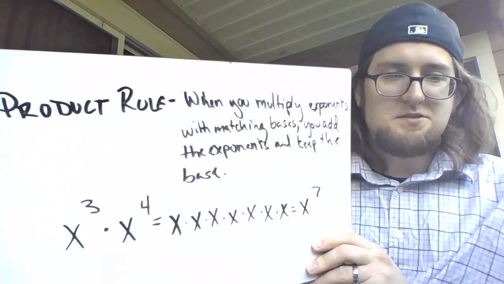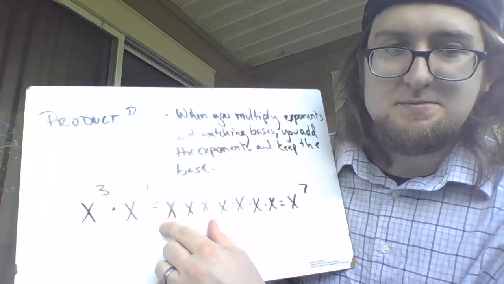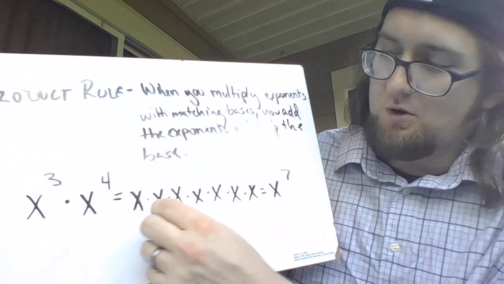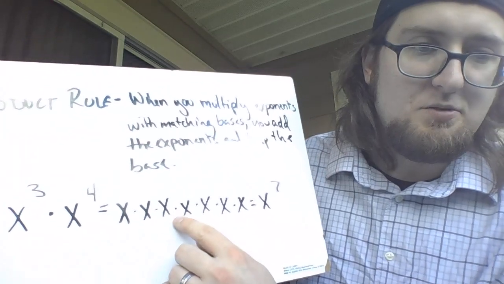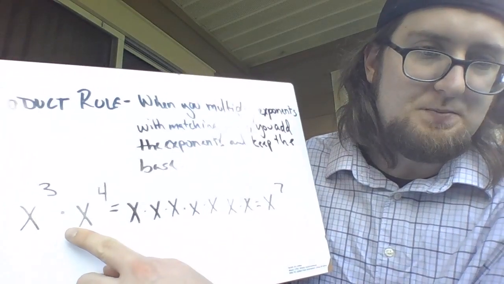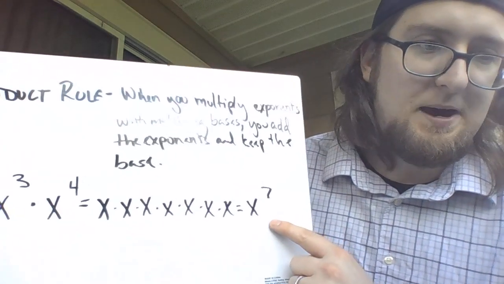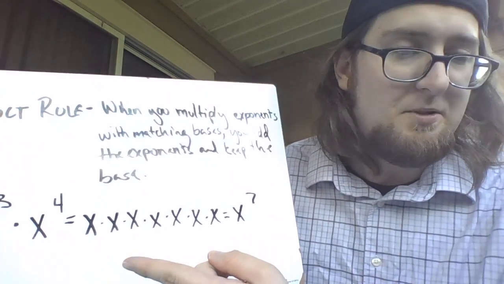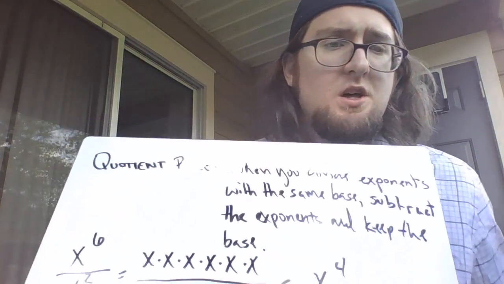So what I did was I expanded this for you. X cubed is right here. X times x times x. X to the fourth is right here. X times x times x times x times x. Well, how did I know to multiply in the middle? Because it tells us to. So when you do that, you have x to the seventh power. Because there's 7 x's being multiplied. Okay? That's the product rule. The quotient rule.